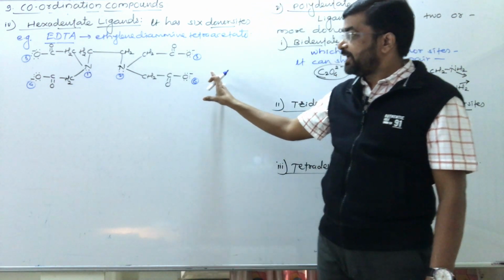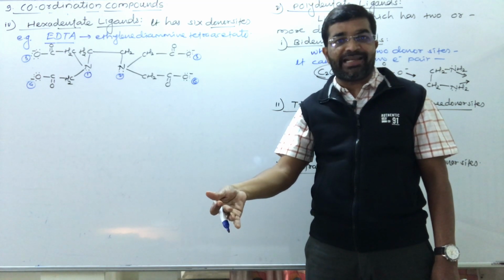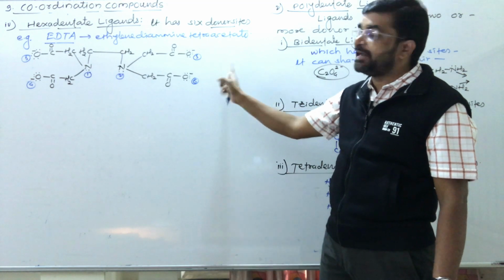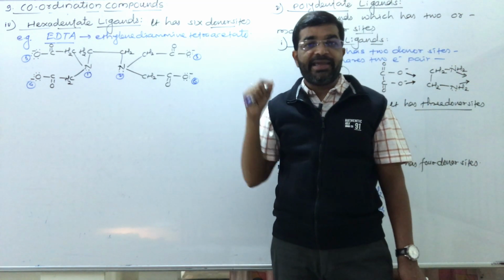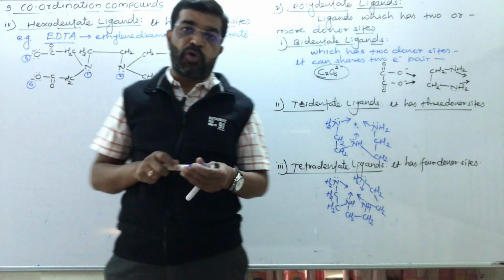This EDTA can donate 6 pairs of electrons to the central metal atom or ion, so it is called a hexadentate ligand. So these are the various types of polydentate ligand.